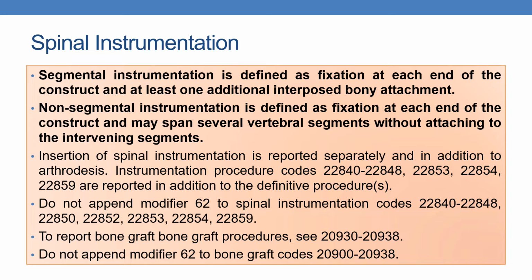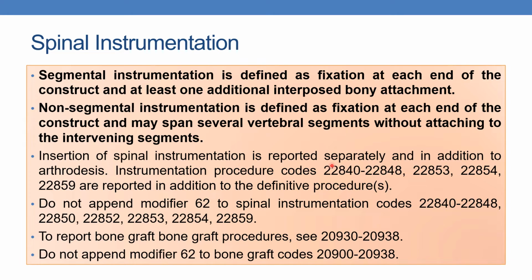Coming to spinal instrumentation. So what is segmental instrumentation? Segmental instrumentation is defined as fixation at each end of the construct and at least one additional interposed bony attachment. And non-segmental instrumentation is defined as fixation at each end of the construct and may span several vertebral segments without attaching to intervening segments. Instrumentation is of two types, segmental and non-segmental. Here you can see the definitions of segmental instrumentation and non-segmental instrumentation.